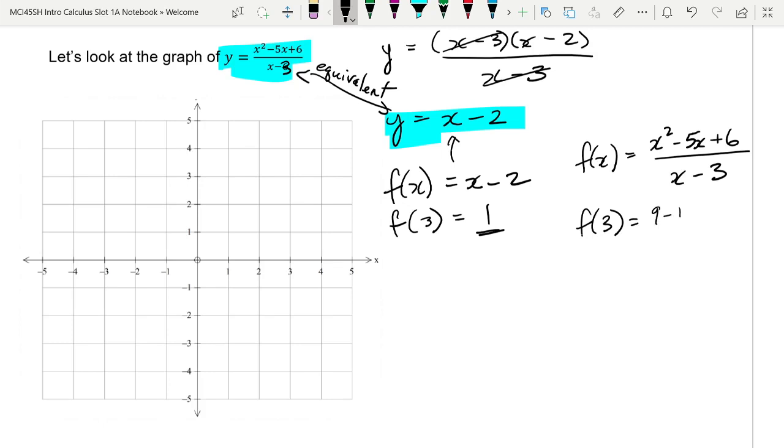put it on the top, no problem. I get 9 minus 15 plus 6, right? No problem. What's 9 minus 15 plus 6? Well, 9 minus 15, I get 0, right? But on the bottom, I also get 0. And 0 divided by 0 doesn't really exist, right? In any branch of math, in all branches of math, division by 0 is not allowed, ever.